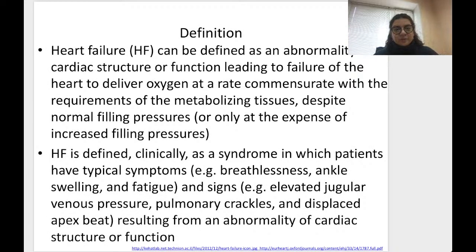And what is heart failure? It can be defined as an abnormality of cardiac structure or function leading to failure of the heart to deliver oxygen at a rate commensurate with the requirements of metabolizing tissues, despite normal filling pressures, or only at the expense of increased filling pressures. Heart failure is defined clinically as a syndrome in which patients have typical symptoms like breathlessness, ankle swelling, fatigue, and signs like elevated jugular venous pressure, pulmonary crackles, and displaced apex beat, resulting from an abnormality of cardiac structure or function.